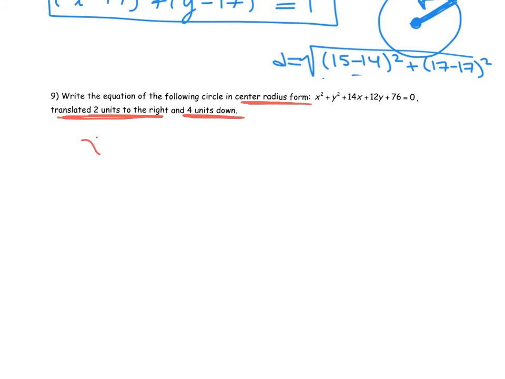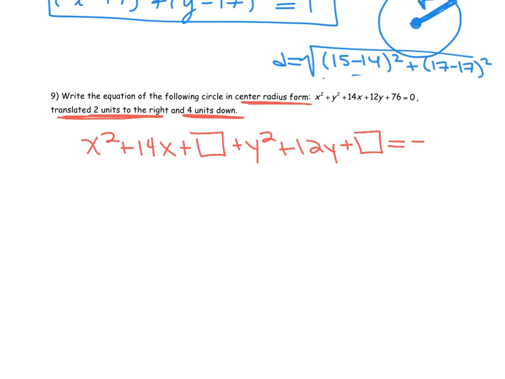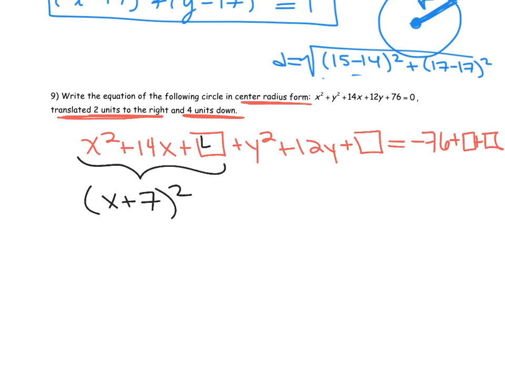Okay, so let me reorganize here. I have x squared plus 14x plus blank, plus y squared plus 12y plus blank, is going to equal -76 plus blank plus blank. Okay, so I have 2 blanks on either side. Let's start to complete the square. So we'll have x plus 7 squared, so that's plus 49, plus 49. I have y plus 6 squared.